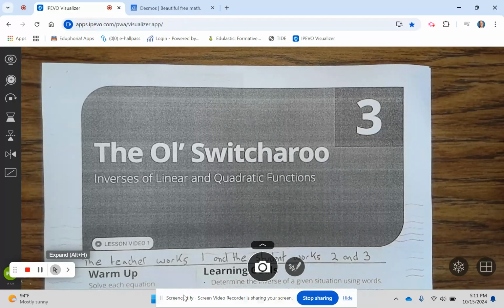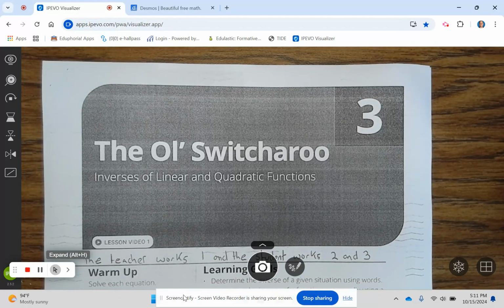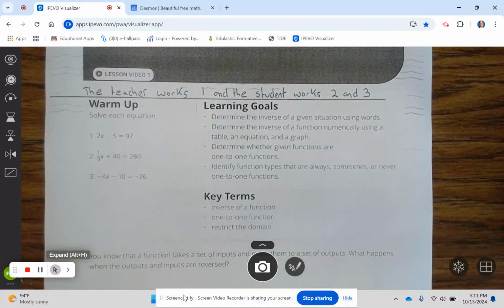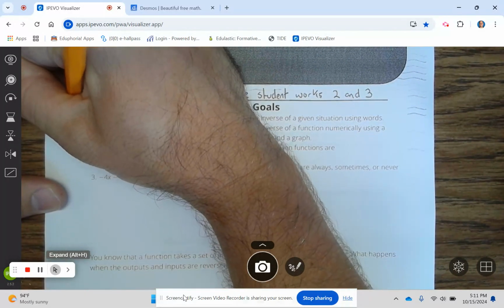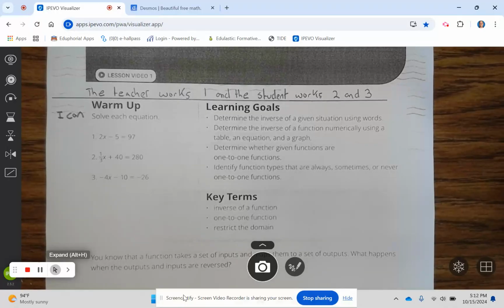Okay, Wildcats, so looking at 3, the Ol' Switcharoo, inverses of linear and quadratic functions. The teacher works 1 and the student works 2 and 3. Warm up. I can solve each equation.